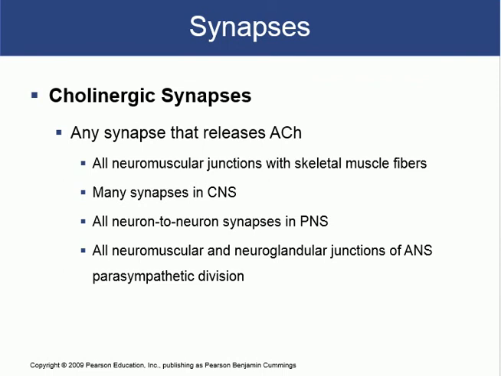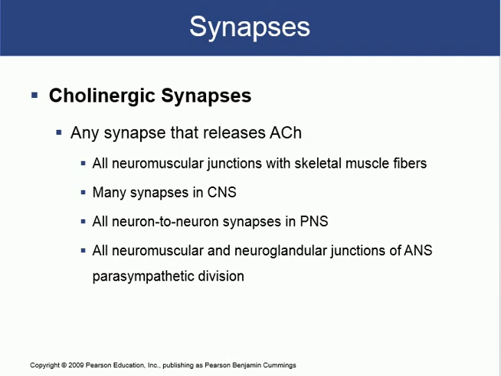Where is it located? Neuromuscular junctions, synapses in the CNS, any neuron to neuron in the peripheral nervous system, and neuromuscular and neuroglandular junctions in the autonomic nervous system, parasympathetic division, not the whole autonomic. What are the two divisions of the autonomic? Sympathetic and parasympathetic. Parasympathetic is using acetylcholine. How about the sympathetic? No. It's using adrenaline or epinephrine, norepinephrine, right?